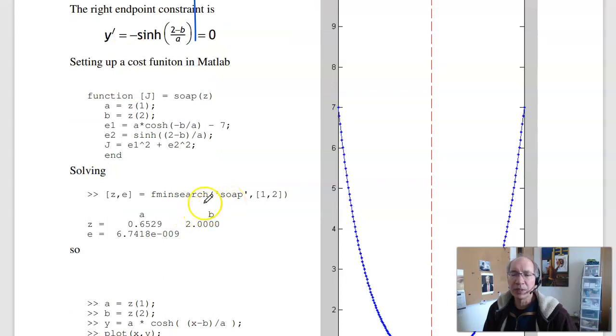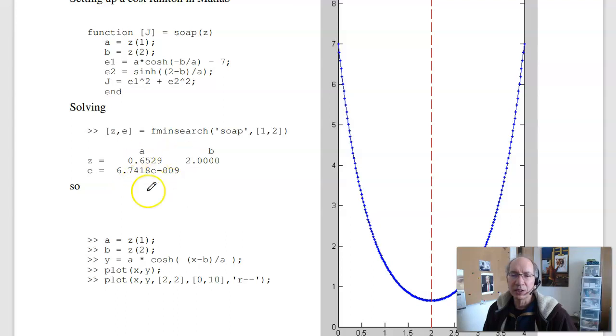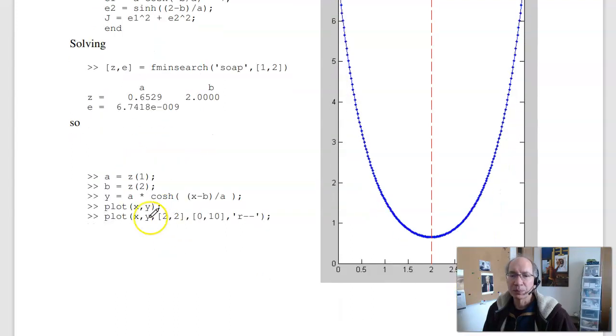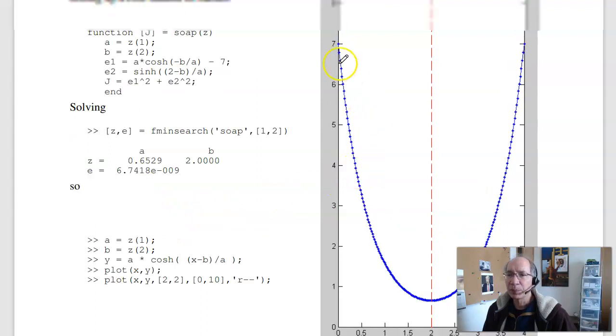Solving using fminsearch, it says that here's a and b. The error is 0, so that's basically the right answer. So there's your soap film. And if you plot the shape of it, here's what it looks like. Left hand points at 7. At 2, this is a right angle. And what it looks like is there's a mirror image going out at 4.